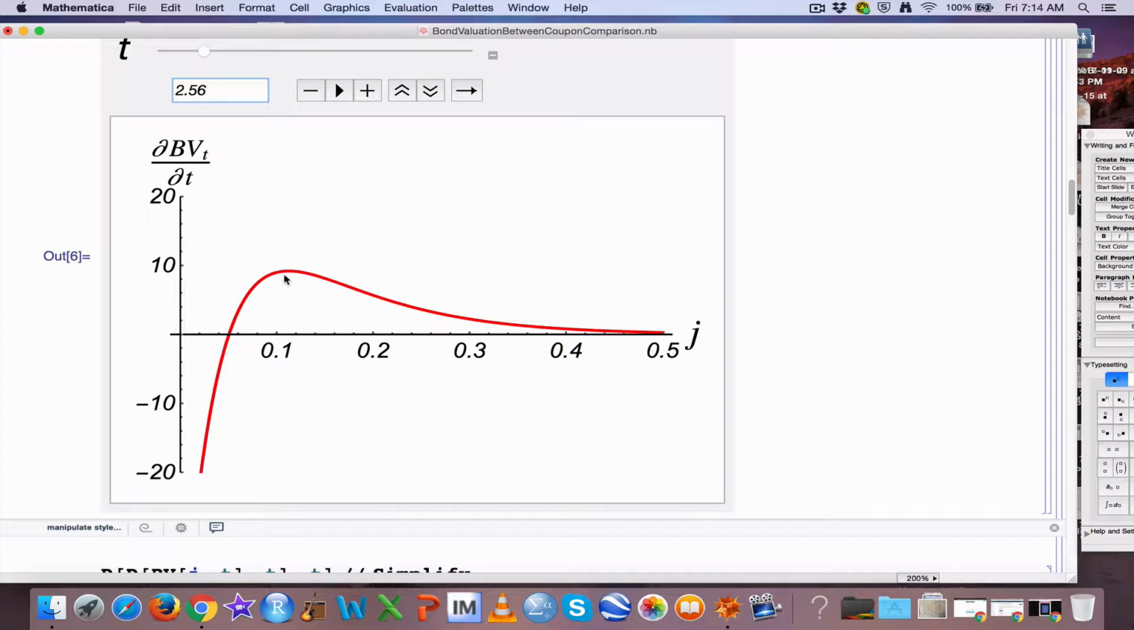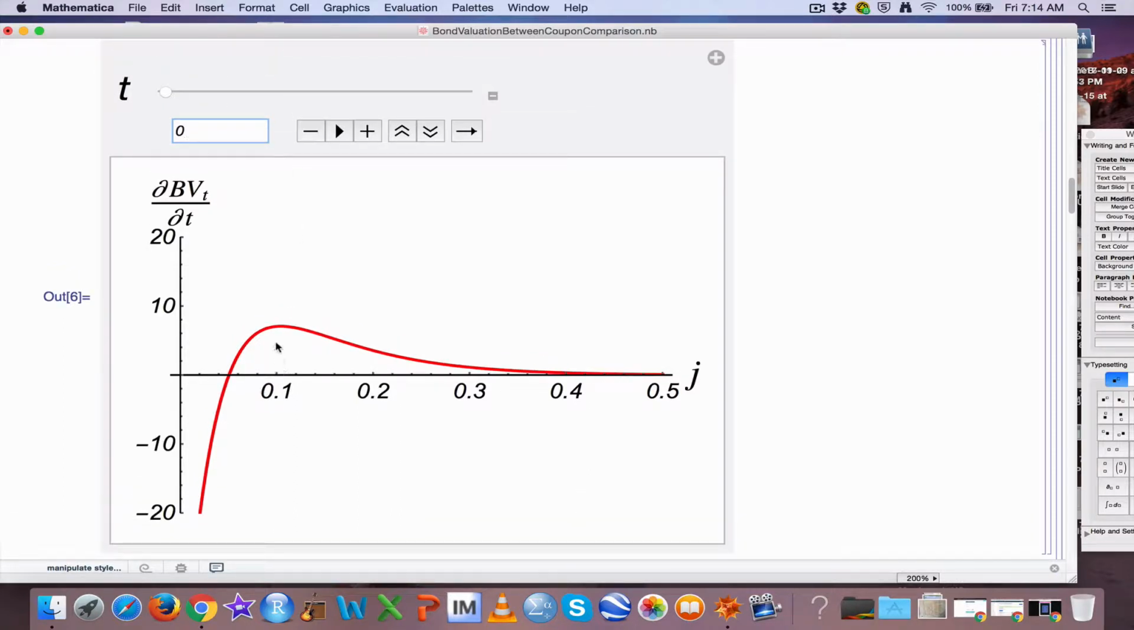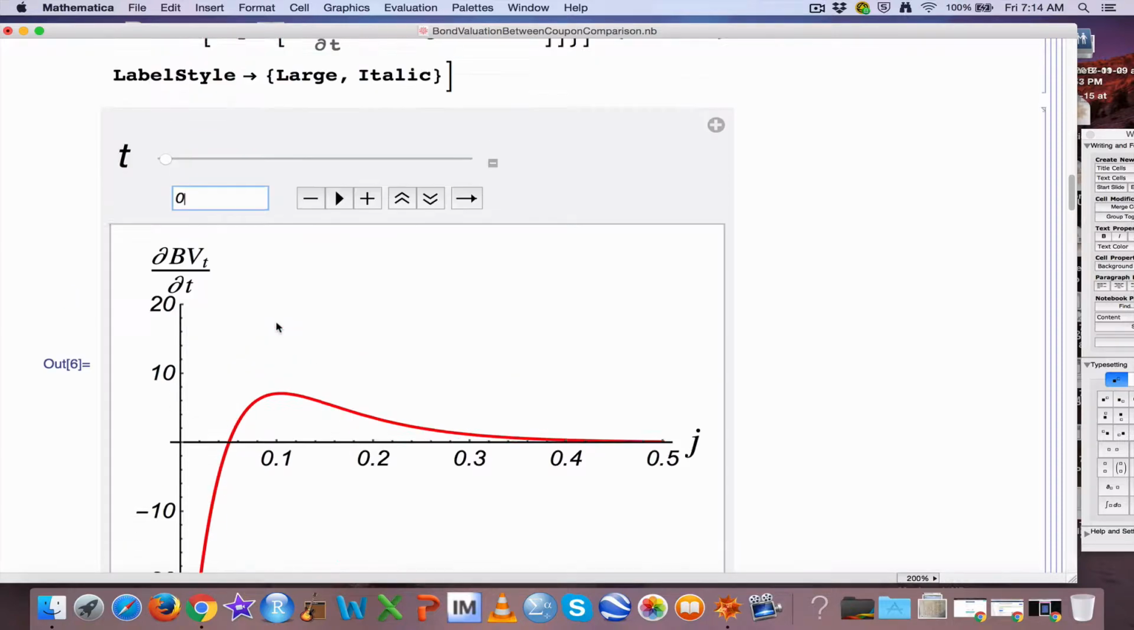When j is about 0.11 or so, the value of the derivative of the other graph with respect to time, the slope, is at a maximum. Let me go back to time 0. When t is 0, the maximum slope of the original graph occurs when j is close to 0.1.